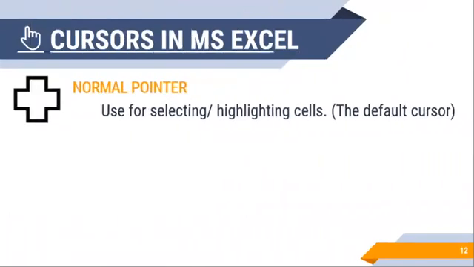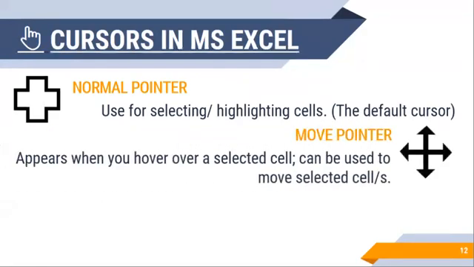So let's start with the normal pointer. The normal pointer, its use is for selecting or highlighting the cells, and this is usually the default cursor. So kapag nag-hover around tayo sa cell or sa spreadsheet, ito yung usually nakikita natin na cursor. Then we also have the move pointer. It appears when you hover over a selected cell and can be used to move selected cells. So kapag gusto nating ilipat yung data ng isang cell sa ibang cell, pwedeng ito po yung gagamitin natin.